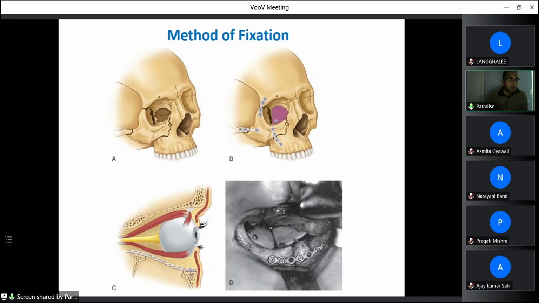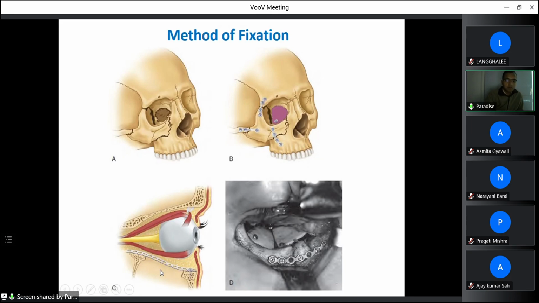orbital floor. In case of orbital floor fracture, you have to explore the eyeball, and you have to reduce the fracture fragment. In this condition there is paper thin bone. So you have to do the orbital floor reconstruction. It is not reduction and fixation. Unlike other bone, you can't reduce and fix the orbital floor fracture because it is a paper thin bone, you can't put any plate here.